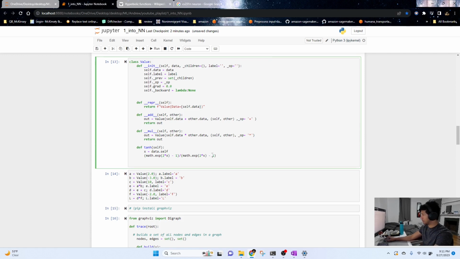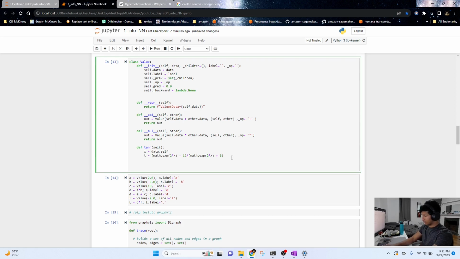And just like that, the denominator will be e to the power of 2x plus 1. Let's suppose we throw it in a variable t, and this is the value of whatever input that we give. This is the tanh value of it.